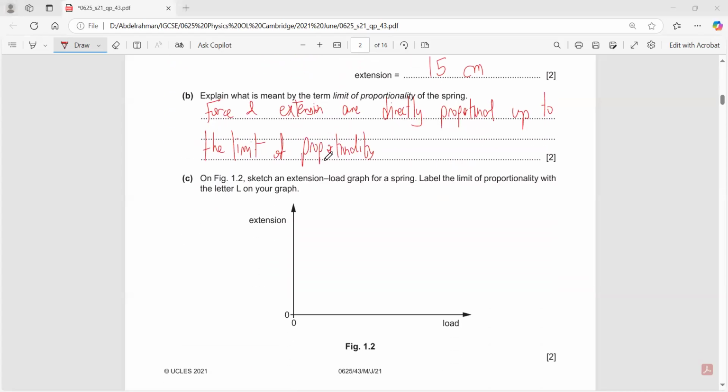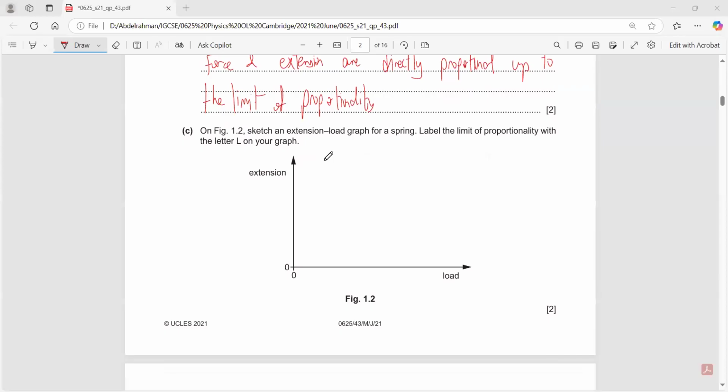On figure 1.2, sketch an extension load graph for the spring. Label the limit of proportionality with the letter L. First we draw a straight line, which is directly proportional, starting from the origin. The first part is quite easy. We draw a straight line using the ruler. At this point, we can name this point L, the limit of proportionality.